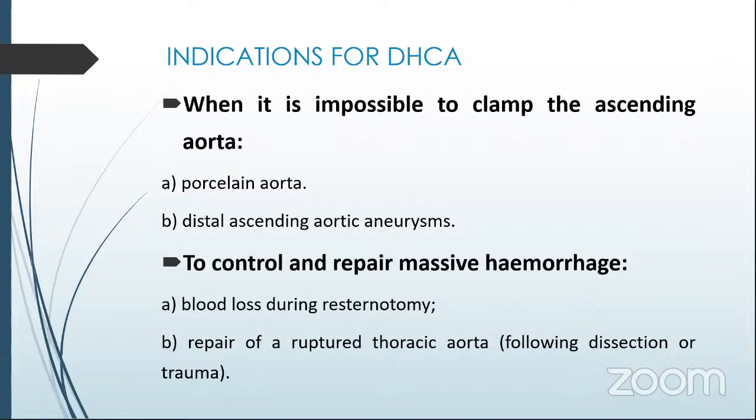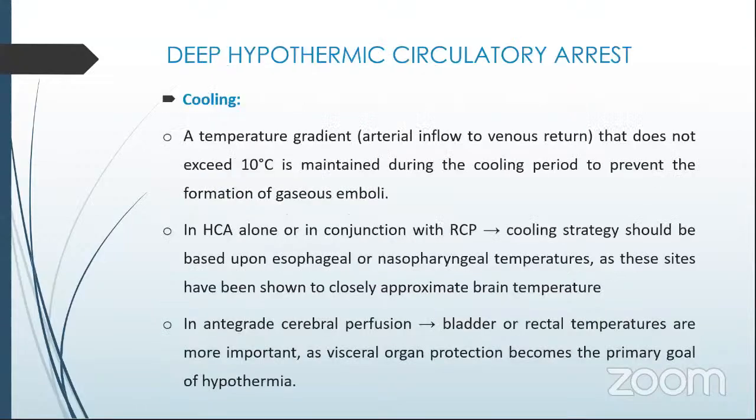aorta. So in these cases, we need a bloodless field, and we need to control the aorta, and we need to do the surgery with no blood in the body. That's why we need to use hypothermic circulatory arrest. Hypothermic circulatory arrest, as we said, is to stop the circulation in the body while maintaining cerebral perfusion.